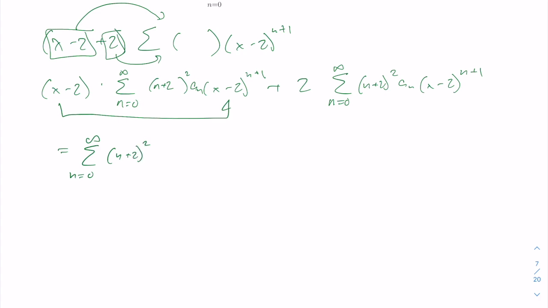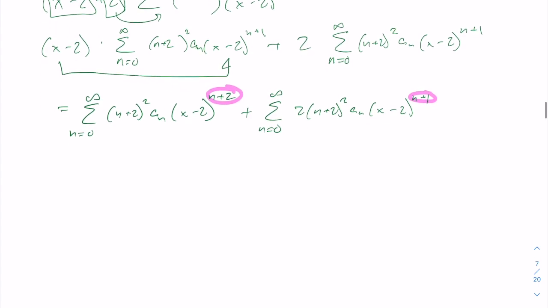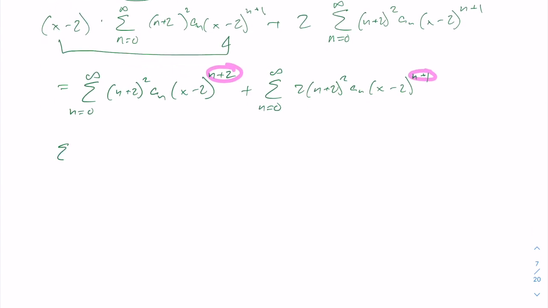n plus 2 squared, a sub n x minus 2 to the n plus 2. Plus the sum n equals 0 to infinity of n plus 2 squared, a sub n x minus 2 to the n plus 1. Okay, now I'm kind of in the land of the previous problem where I have two different series with different exponents on them, and I need to kind of combine them. So what we'll do is this one needs to go down 2, right? So that's going to be, the n plus 2 will be n, so n plus 2 is n.